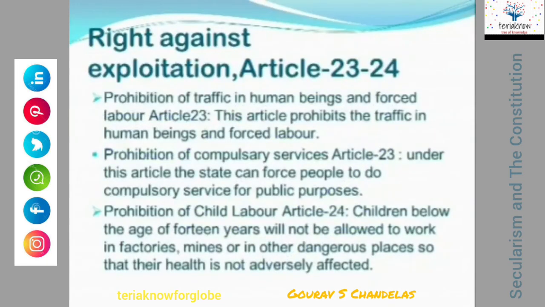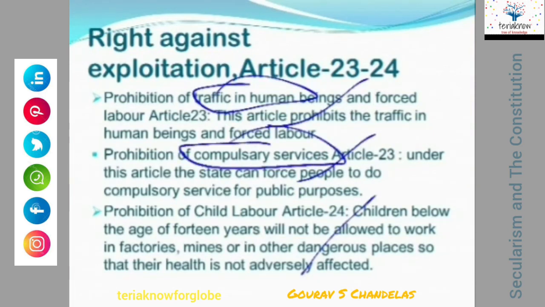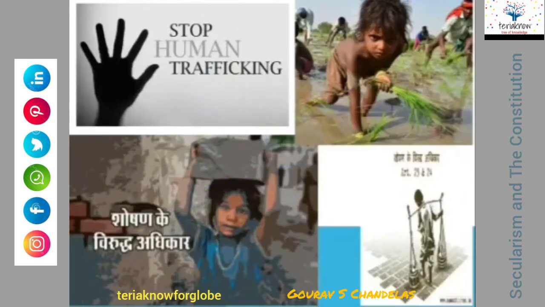Now, I have already talked about all these three: trafficking in human beings, then compulsory services, then child labor. Now, stop human trafficking. It is shown in this figure. शोषण के विरुद्ध अधिकार, right against exploitation, child labor.